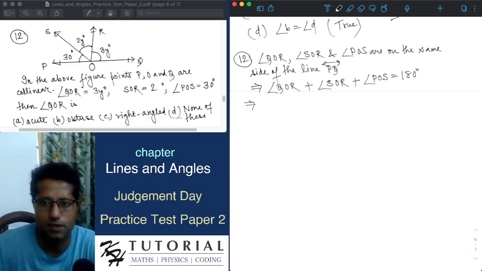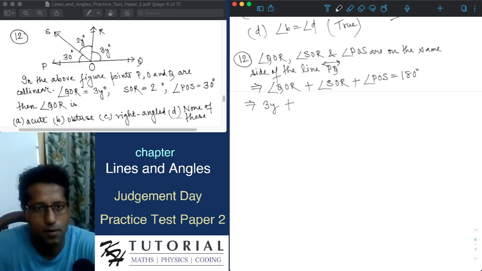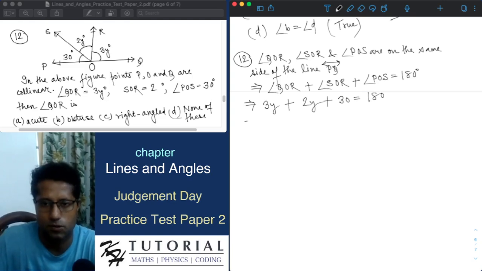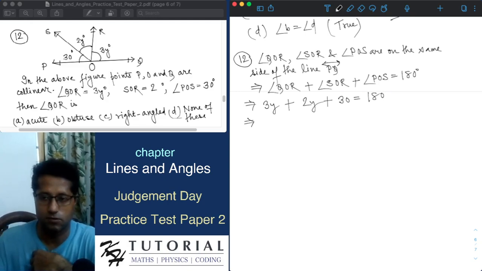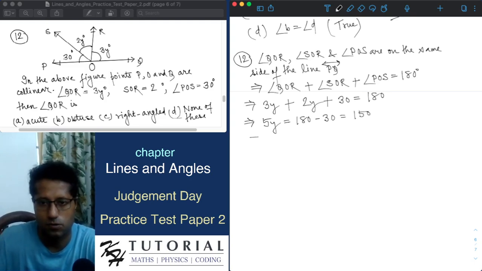This implies, what is angle QOR? QOR is given as 3y degrees. So we have 3y plus SOR, which is given to be 2y degrees, plus POS, which is given to be 30 degrees, equal to 180. If we simplify both the left hand side and the right hand side and bring all the constant terms to the right hand side, I get 5y equals 180 minus 30, which is 150. So y equals 150 divided by 5.